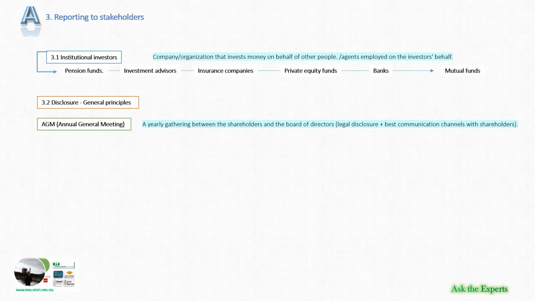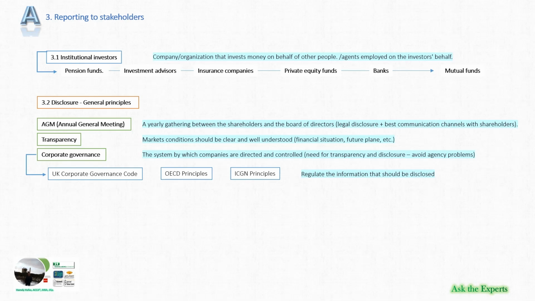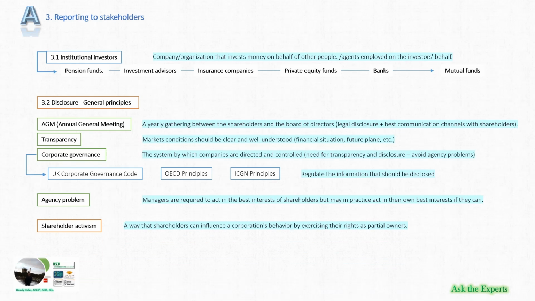And for the concept of transparency, the market's conditions should be clear and well understood, for example the financial situation, future plan, etc. The corporate governance is the system by which companies are directed and controlled. That will highlight the need for transparency and disclosure, and to avoid agency problems. What about the agency problems? Managers are required to act in the best interests of shareholders but may in practice act in their own best interests if they can. Another concept is the shareholder activism.